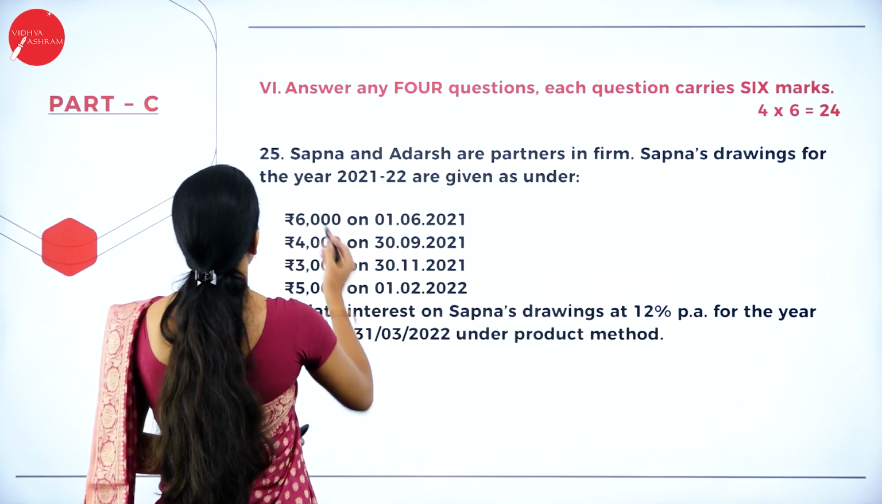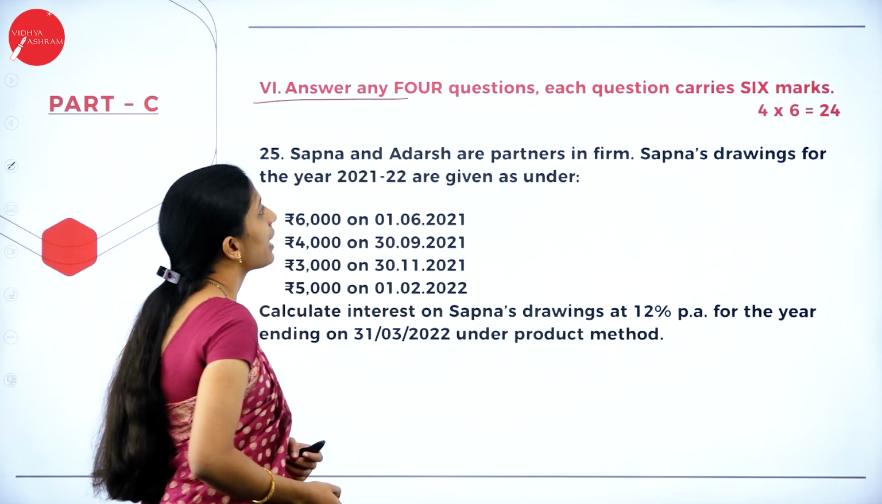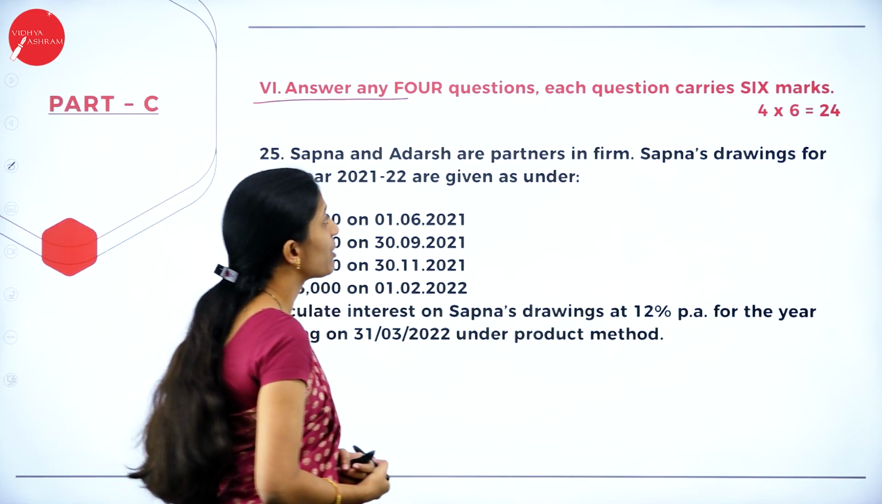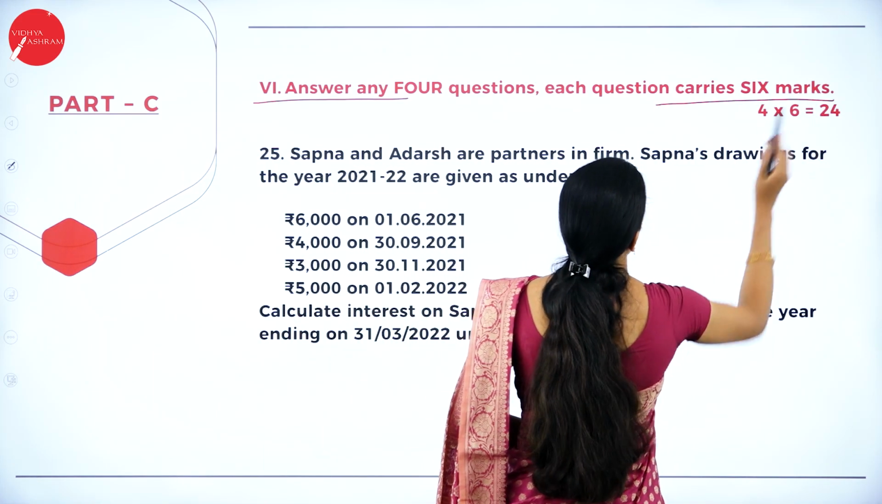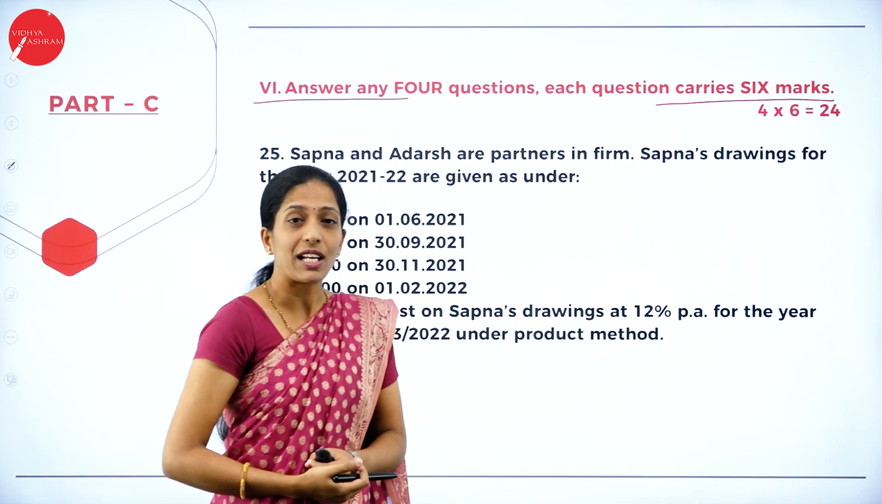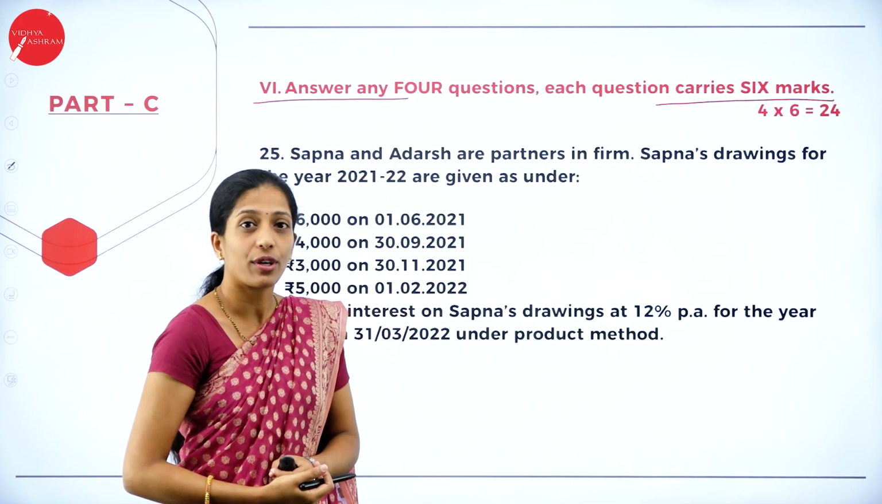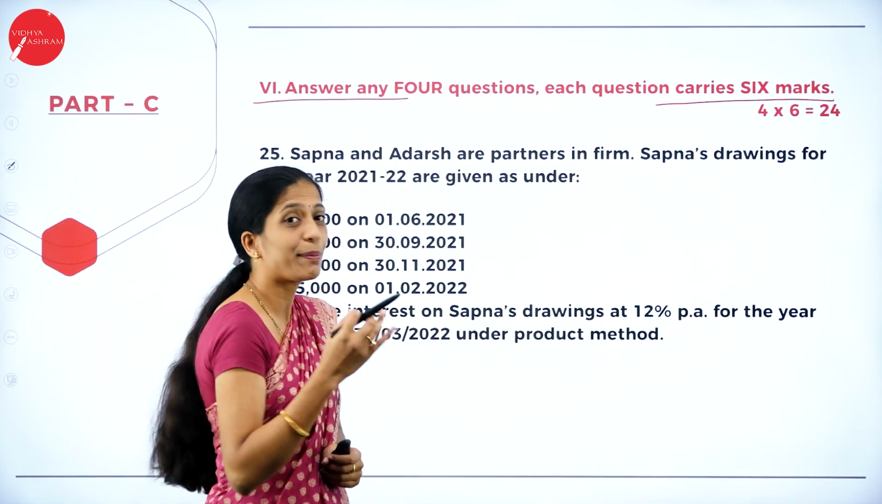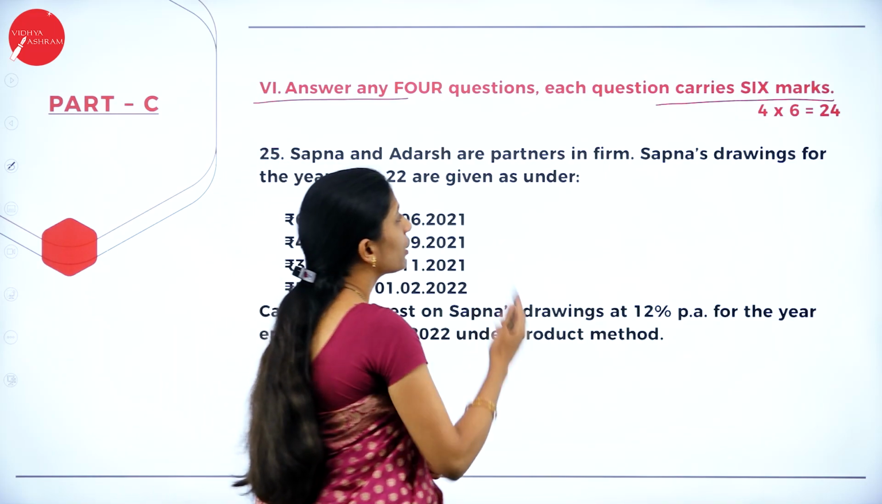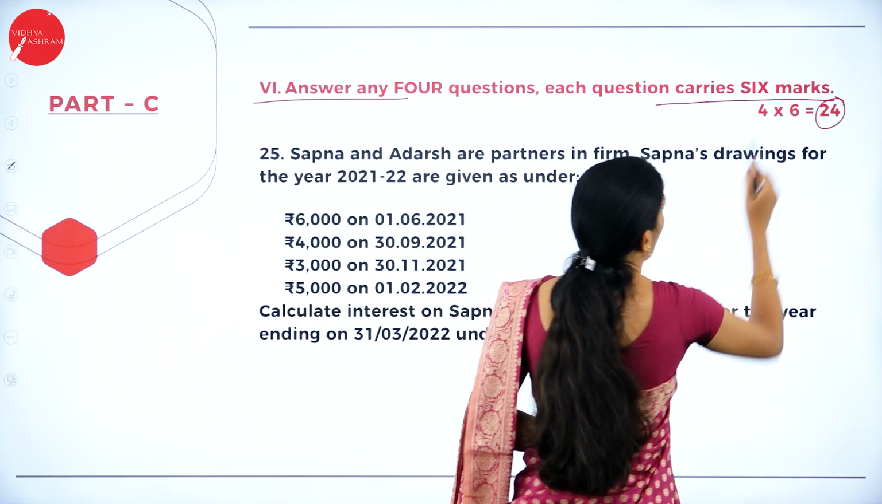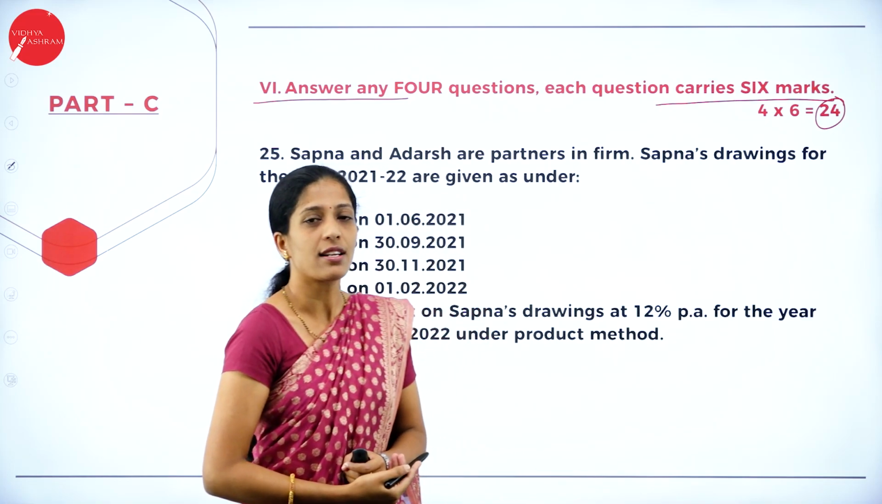And they have asked you in your 6th main, answer any 4 questions. Each question carries 6 marks. So, they'll give you 7 questions, out of which you are going to answer only 4. So, you'll be having an option here. So, the total weightage is 24 marks, that is in your part C.